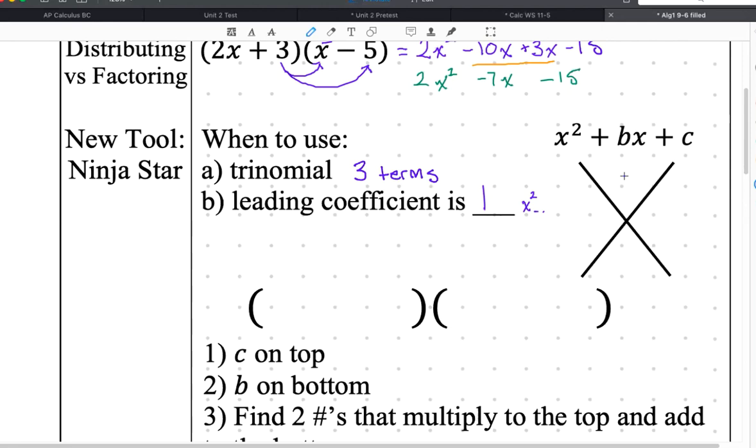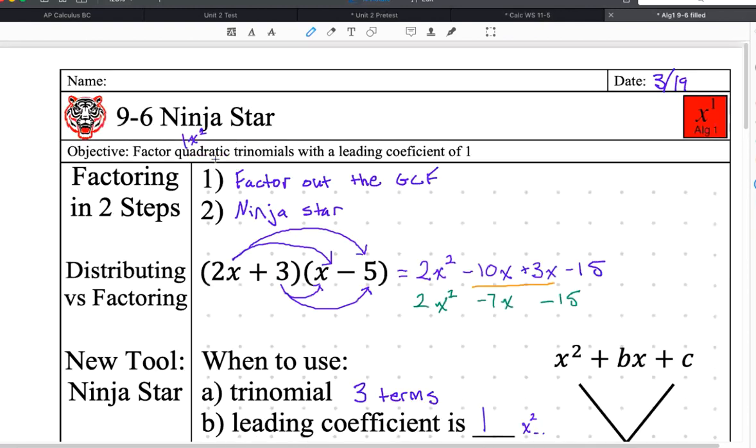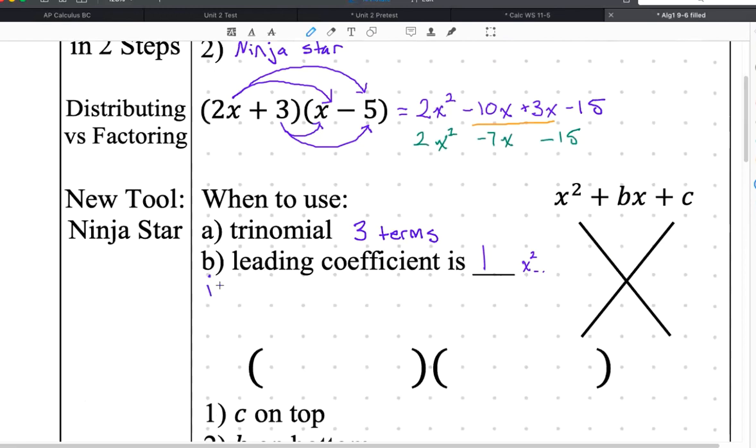So, Mr. Sindel, I have a question. If the coefficient is the number in front of the variable to the power, right? That's our vocabulary. Yes. So if it was like x to the power of 4, but the coefficient was 1, you could use Ninja Star. I guess I should have been more specific, because I said so in my objective. It needs to be a quadratic also. So I'll say, it needs to be quadratic. Okay, yeah, good catch. You should log that, because I think that's an error on my part. I should have said a quadratic trinomial with a leading coefficient.